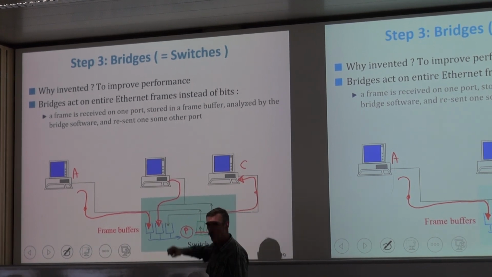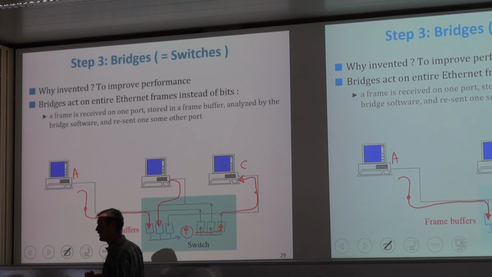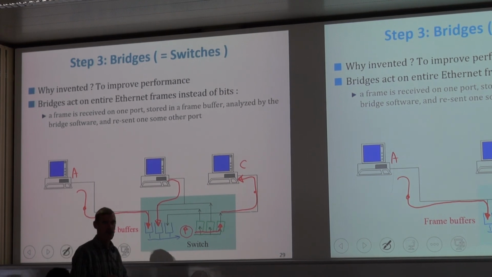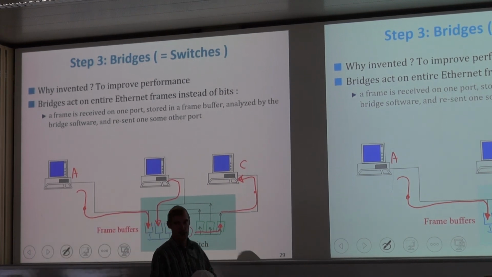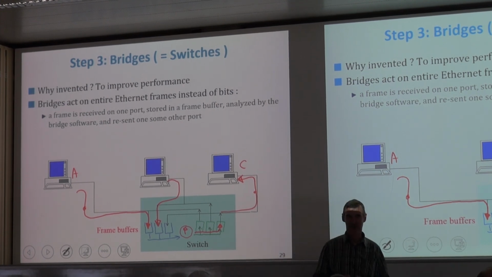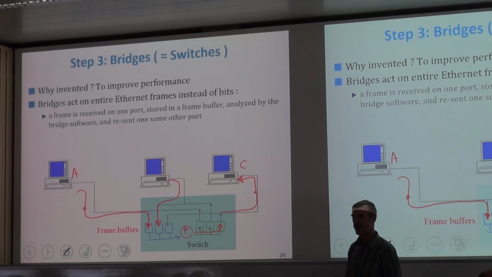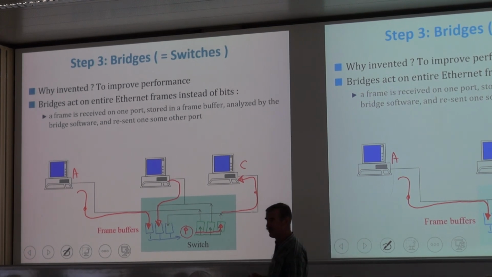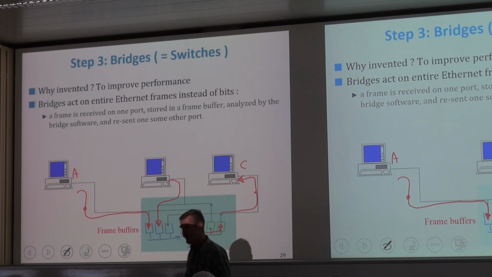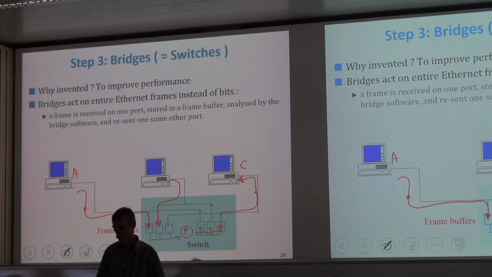With shared medium, you don't have that question. Everything is sent to everyone, and then you see whether it's for you. How do you see whether it's for you? MAC address, by analyzing the MAC destination address. So this is what this system will do also. It will analyze the MAC destination address, and hopefully it will know that C is on the corresponding port.